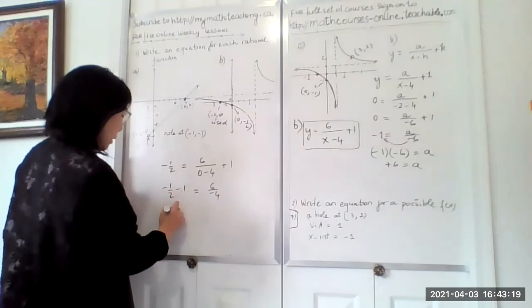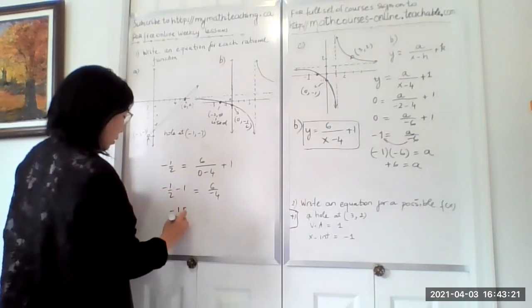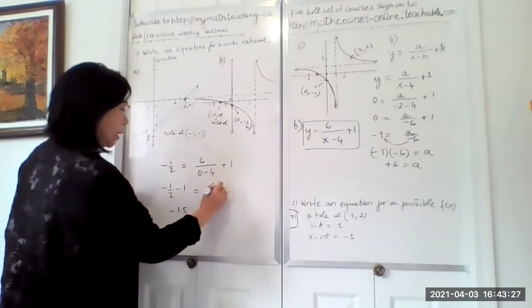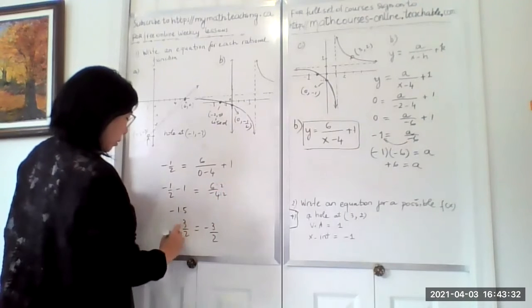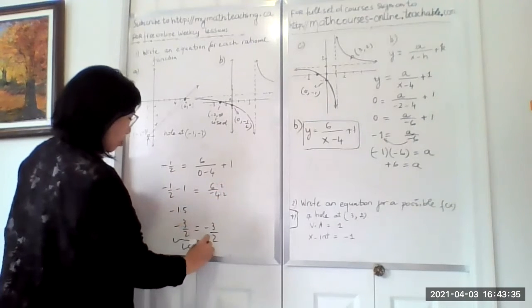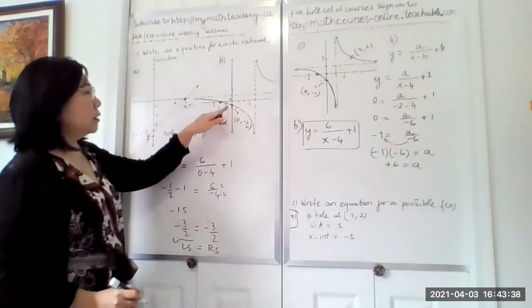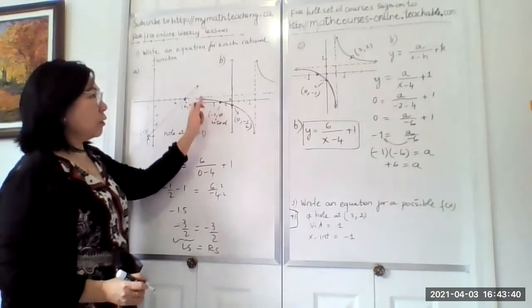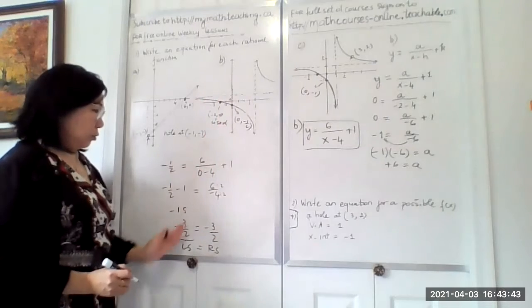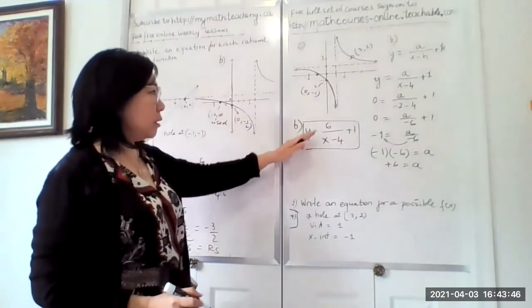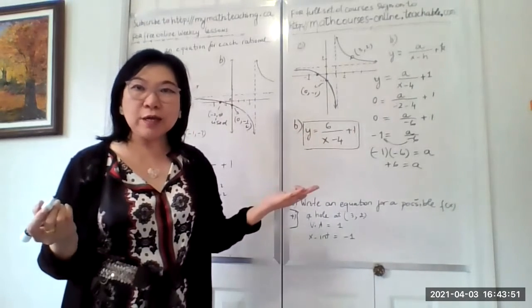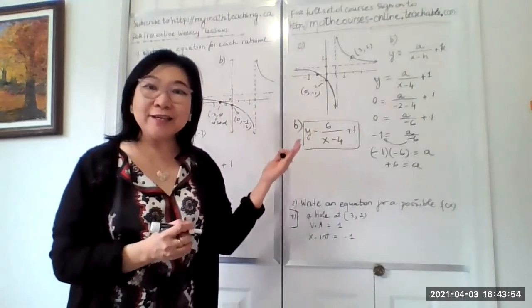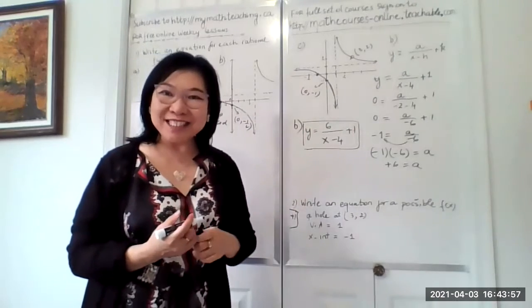Minus 1/2 minus 1 is minus 1.5, which we can change to become minus 3 over 2. And we can reduce this fraction by dividing by 2. So yes, we do have the left side equal to the right side. By checking, if we use another point on our rational function and put it back into the established equation we wrote before, and everything is okay, then yes, we did write the correct equation. And that's how we check.